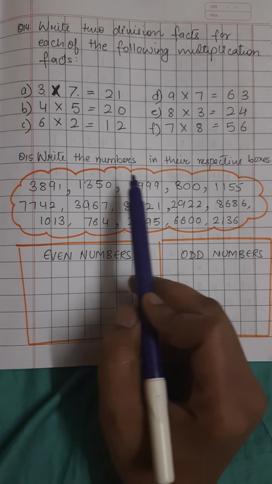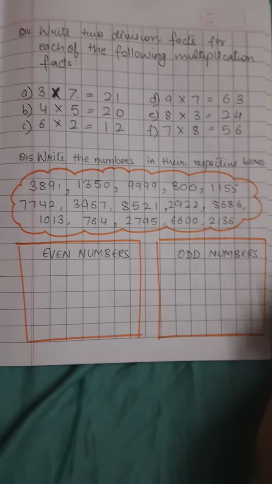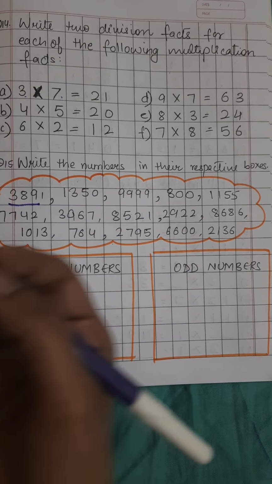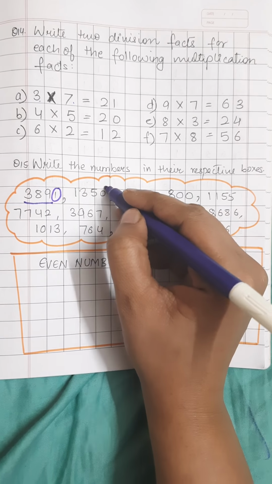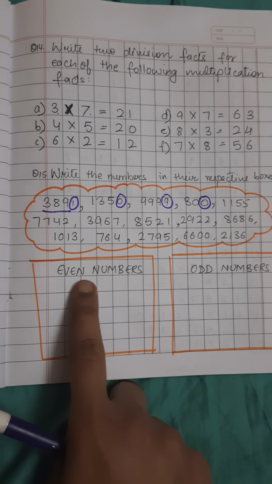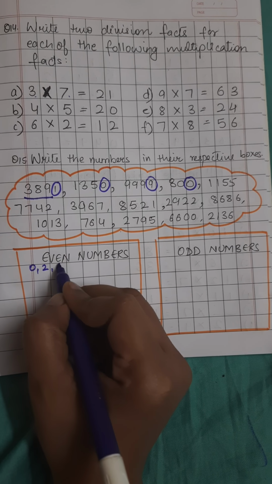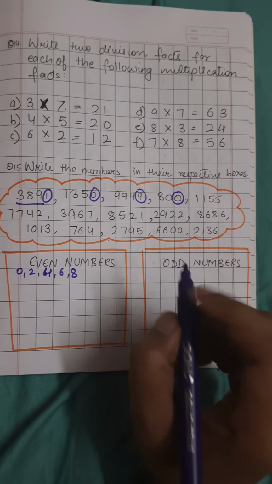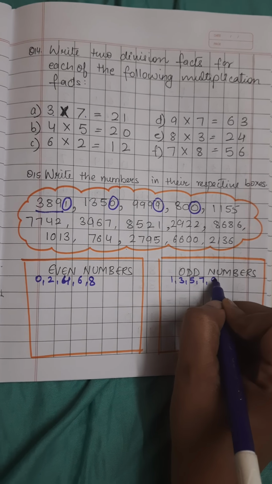Next question is, write the numbers in their respective boxes. All right, we have two boxes, even and odd. These are the simplest ones. For even numbers, whether you have a 4-digit number or you have a 10-digit number, you just have to see what? Ones place digit. Here we just have to see the ones place digit. For even numbers, in your ones place, you must have 0, 2, 4, 6 and 8. And for odd numbers at ones place, you must have 1, 3, 5, 7 and 9.